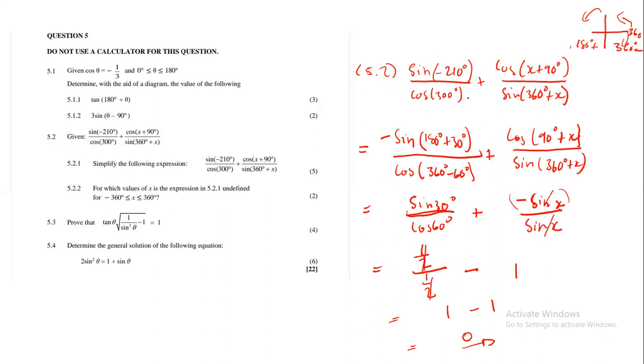So when you punch this on your calculator, you're supposed to get 1 basically. This corresponds with 1. This also corresponds with 1 as well. Therefore, this would be your final answer. So 5.2.1, they wanted us to simplify the expression.